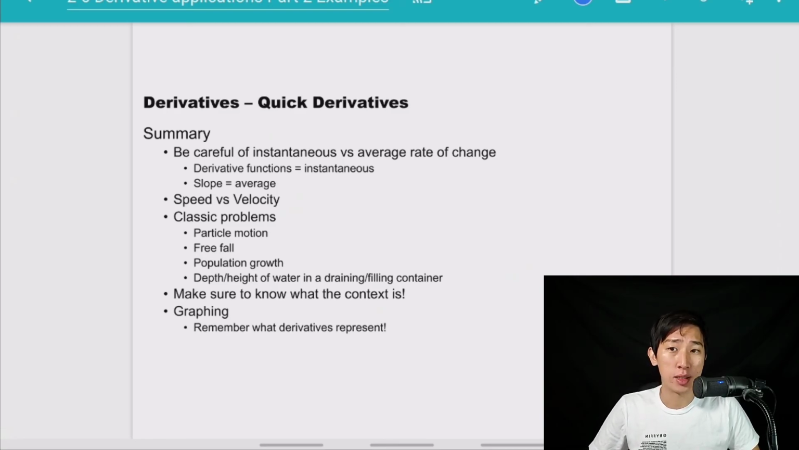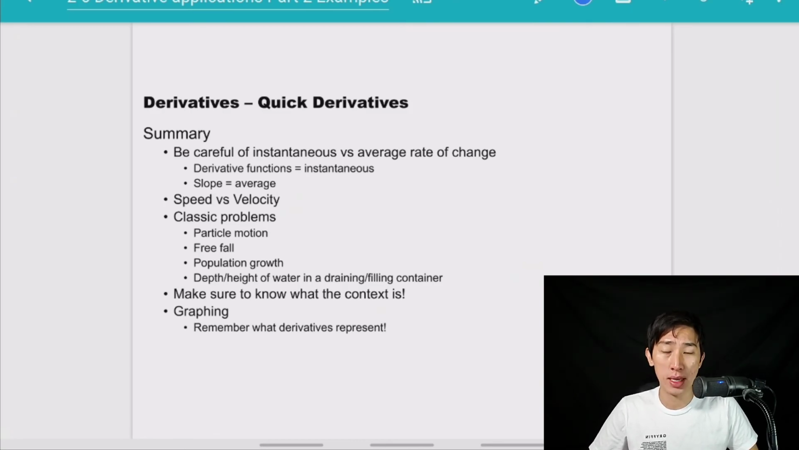There are a bunch of classic problems. There's particle motion, free fall, population growth, depth or height change in water where something's filling or draining in a container. But again, we'll talk about these a little bit more as time goes on and I'm giving you actual AP exam problems. But again, most of these AP problems come from when you're doing antiderivatives as well. It puts all of them together. Make sure you know the context.